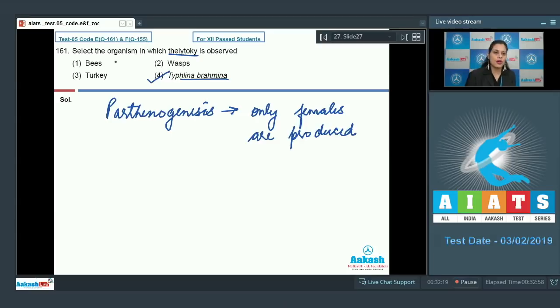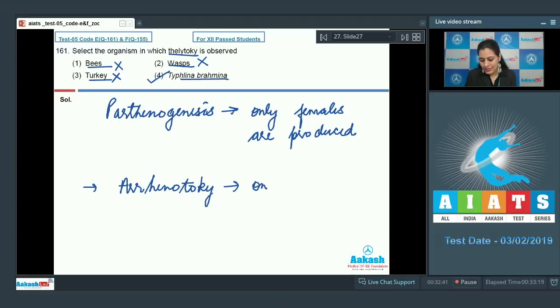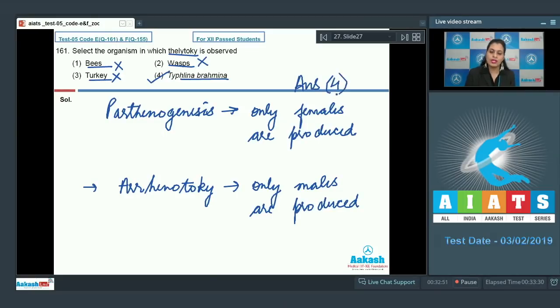Whereas the other three options, that is bees, wasps and turkey, are the incorrect options because these organisms exhibit arrhenotoky, in which only males are produced parthenogenetically. So, the correct answer to this question is option number 4. Let's discuss our next question.